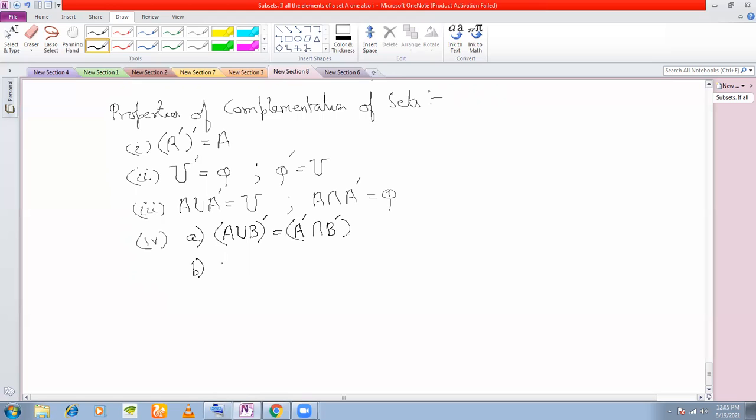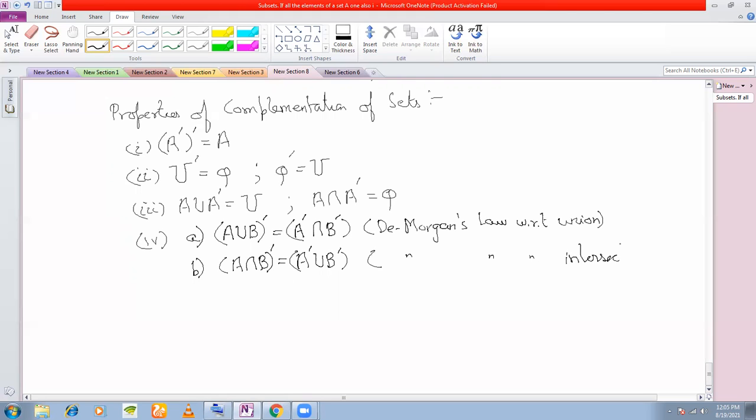And the second De Morgan's law with respect to intersection is A intersection B complement is equal to A complement union B complement. This is called De Morgan's laws with respect to union. And this is called De Morgan's law with respect to intersection. Okay, very important, De Morgan's laws. Now all these you should know. Now I'll start with some problems.